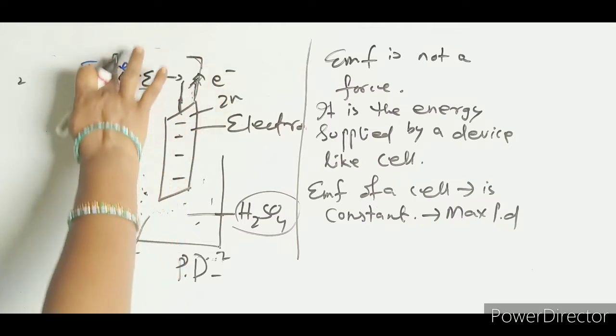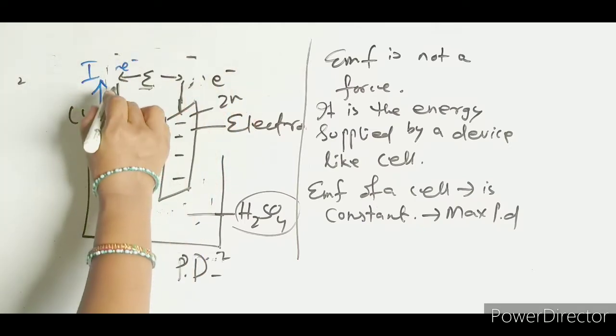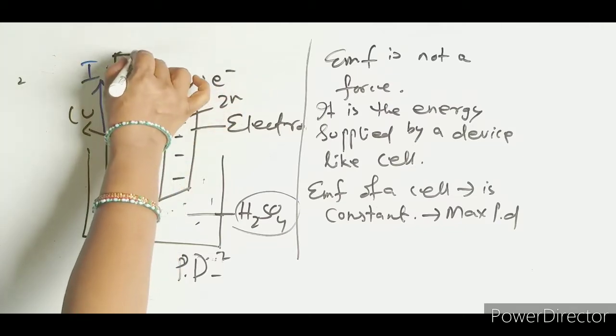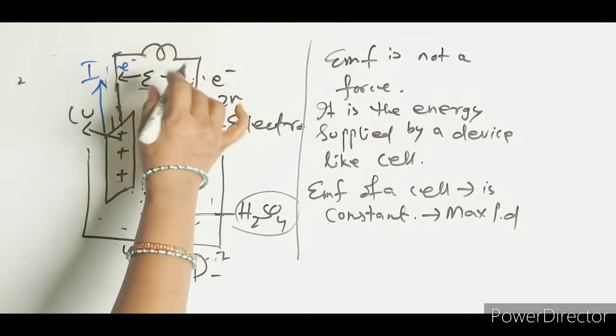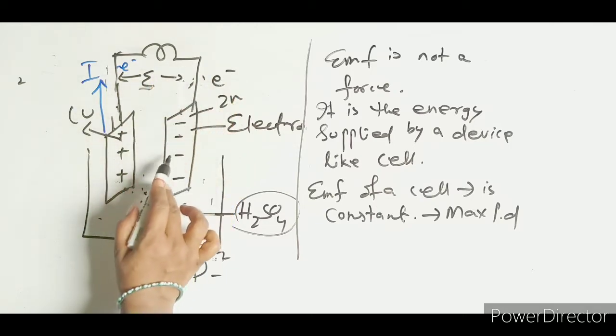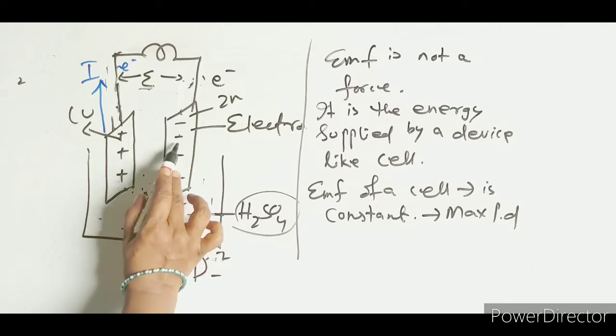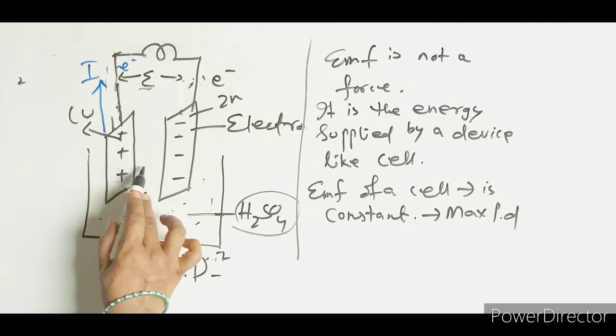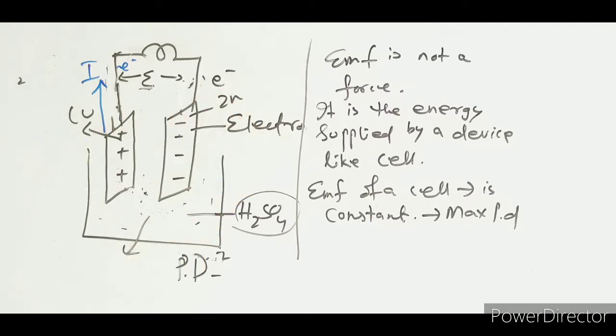If I take a bulb here, clear? So if I take a bulb here, this electron will get energy from here, it will go, spend the energy here, and again come back here. So it is motivated to move. That is why EMF is not a force. It is the energy spent, clear, on the electrical components.